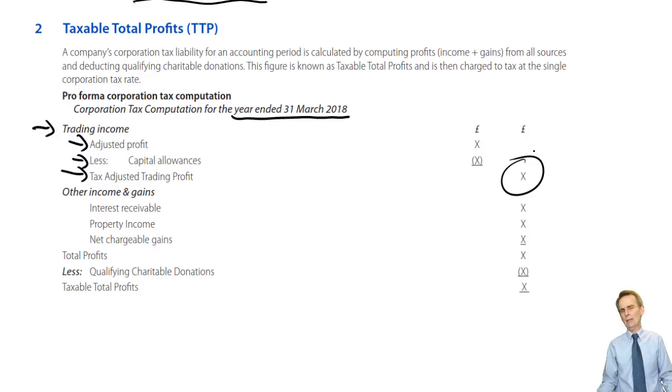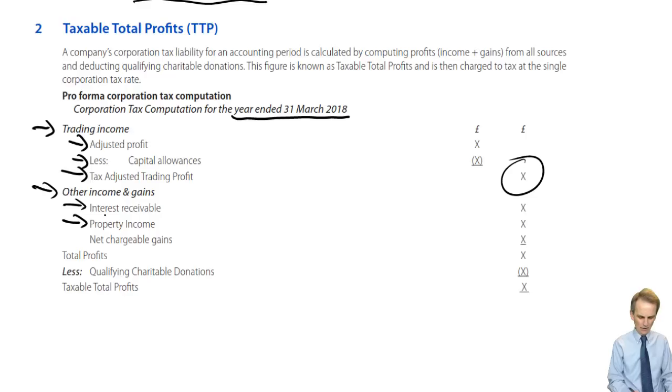But the company is taxable on its worldwide income and gains. So as well as the trading income, will include other income. That would be interest receivable and property income. Not, of course, dividend income. That, as we'll discuss separately in a moment, is exempt from corporate tax.